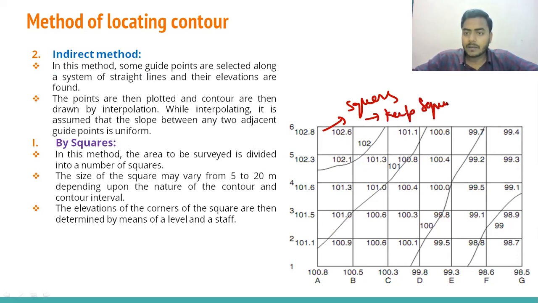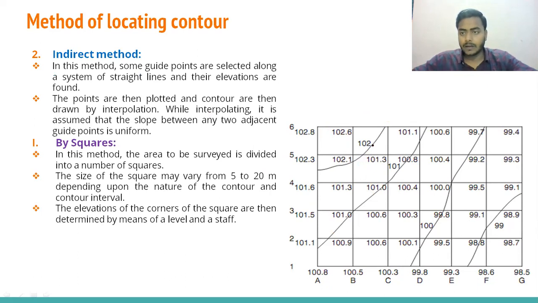Keep the squares the same size. Once it is done, we have divided the whole plan or drawing sheet into a number of squares. Then we will calculate the elevation at every corner of a square.